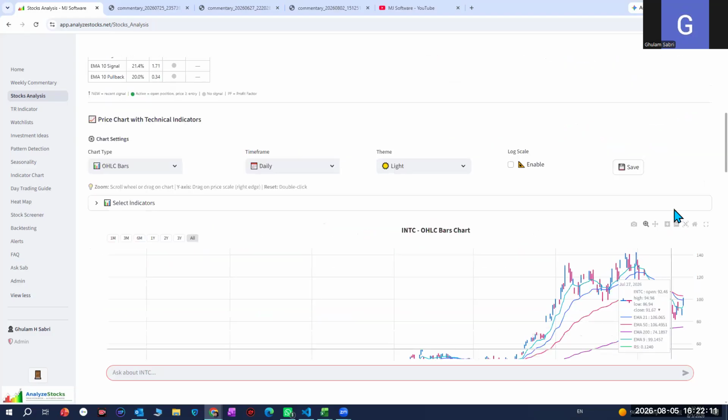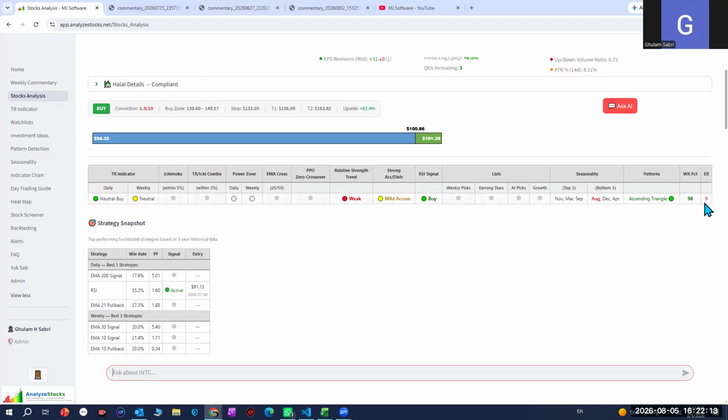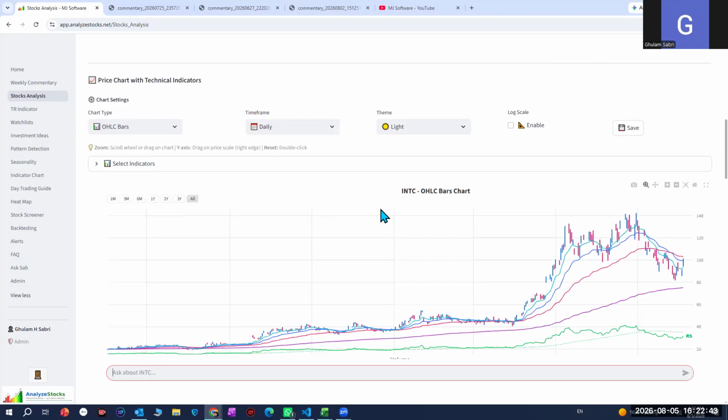Hold on, let me check the ER rating. This is what he's talking about. The earning is very low compared to our universe of 5,700. Unfortunately, it is better than only 9%, bottom 9% of them. Although its performance has been very good for the last 1 year, it has beaten 98%. So there are two different things. But I will not buy Intel if its relative strength has come down weak and it is mild accumulation. I won't do that.